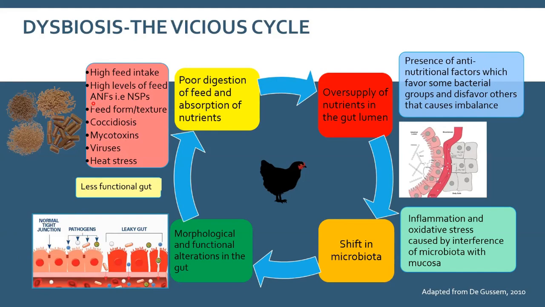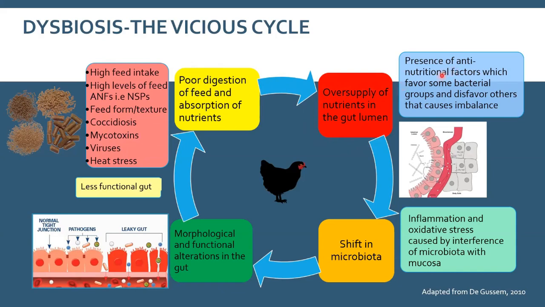So aside from feed factors, there are also other factors, say mycotoxins or viruses, and environmental factors such as stress or the presence of other diseases. When animals suffer from these factors, this poor digestion and absorption of nutrients would lead to an oversupply of nutrients in the gut lumen.